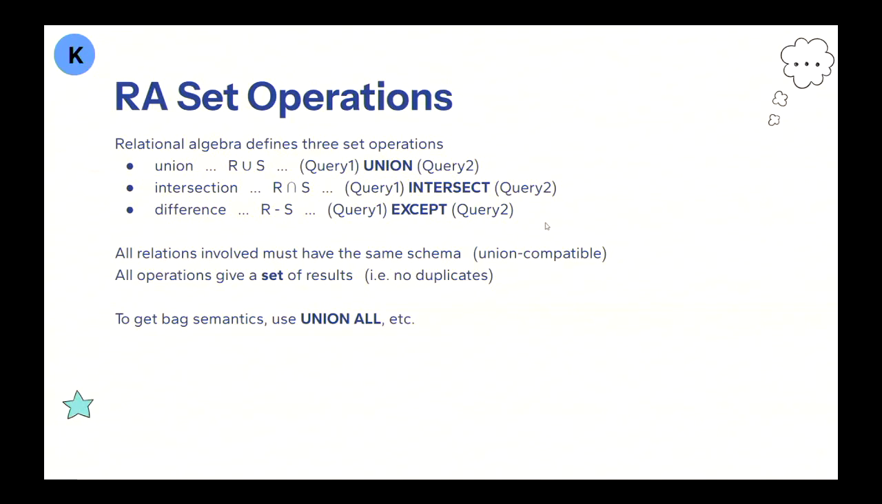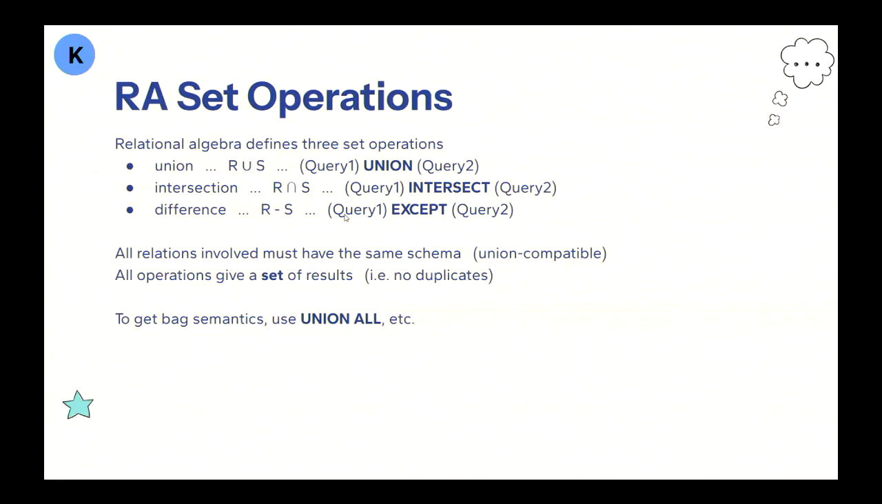So for union and intersection, the order doesn't matter. R union S and S union R will give us the same result. R intersect S or S intersect R will give us the same result. However, R minus S and S minus R will give us different results most of the time.